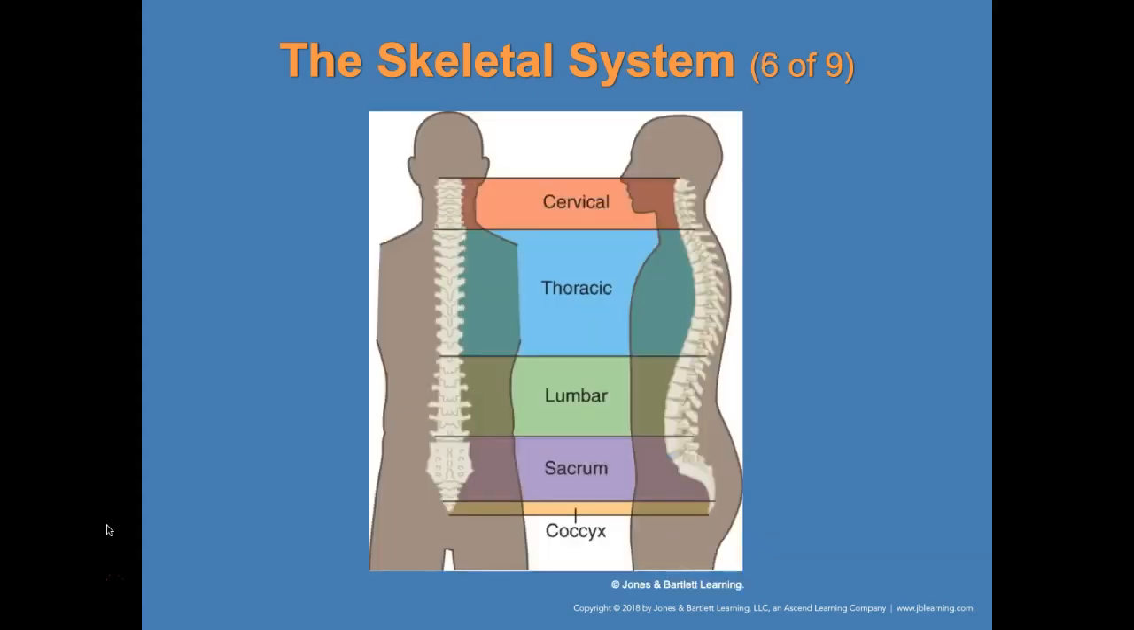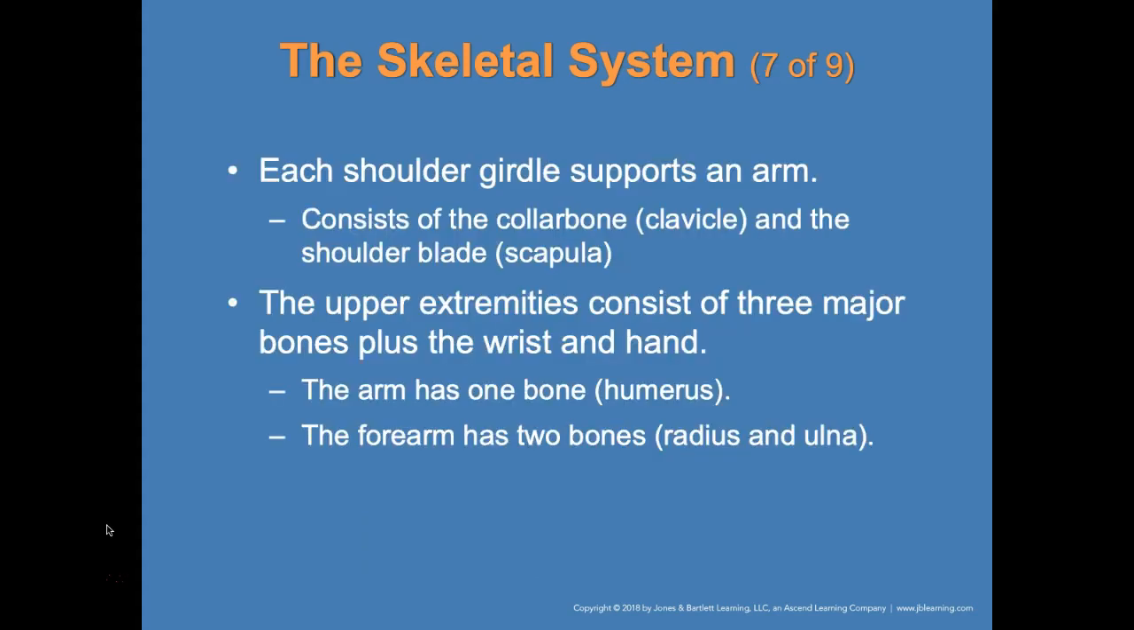Here we can see that in the diagram. You can see those first few form the cervical spine. Then we have the thoracic, lumbar, which is in the lower back, sacrum, and then our coccyx or tailbone. Each shoulder girdle supports an arm, and it's going to consist of the collarbone or clavicle and that shoulder blade or scapula. The upper extremities consist of the 3 major bones plus the wrist and hand.